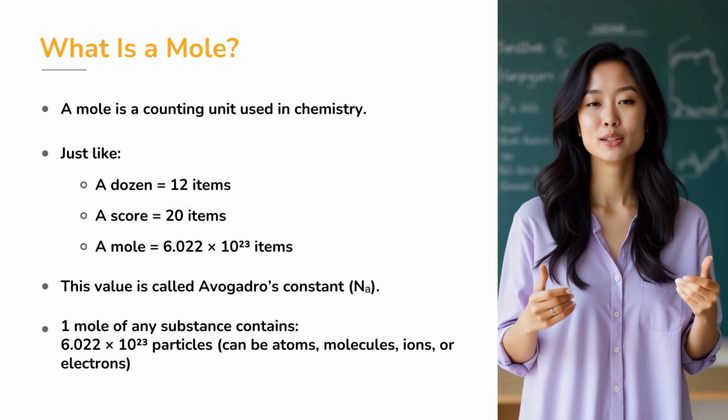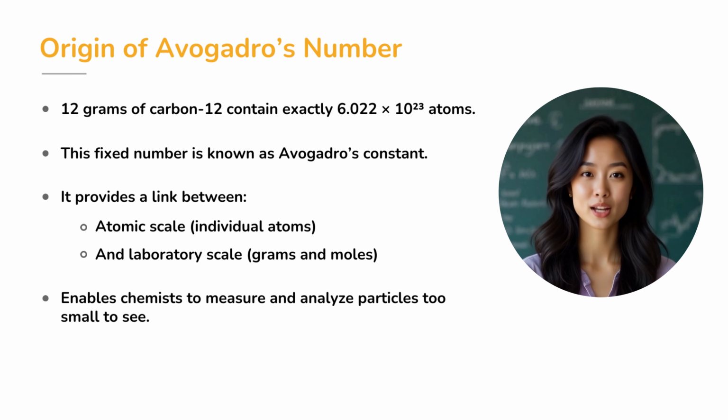The value of Avogadro's number comes from the fact that 12 grams of carbon-12 contain exactly 6.022 times 10 raised to the power 23 atoms. This allows chemists to connect the microscopic atomic scale with macroscopic lab measurements.